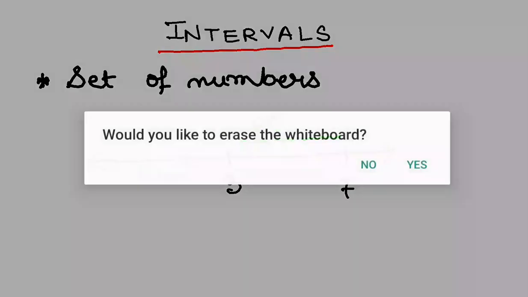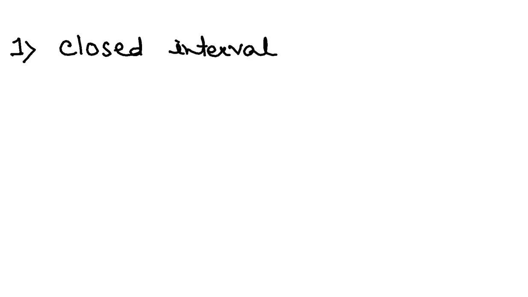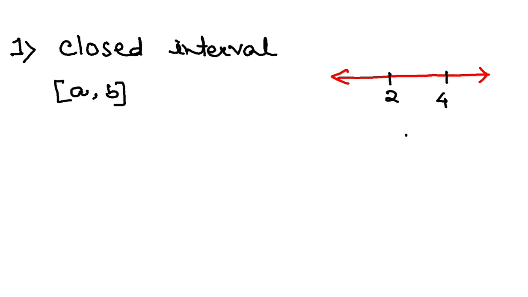Okay, so the very first interval that you have to understand is the concept of closed interval. Now what is a closed interval? So if I take the number line and take two numbers, let's say I'm taking 2 and 4. Okay, a closed interval is always written like this: a comma b. Okay, in this case we are going to write like this: 2 comma 4.